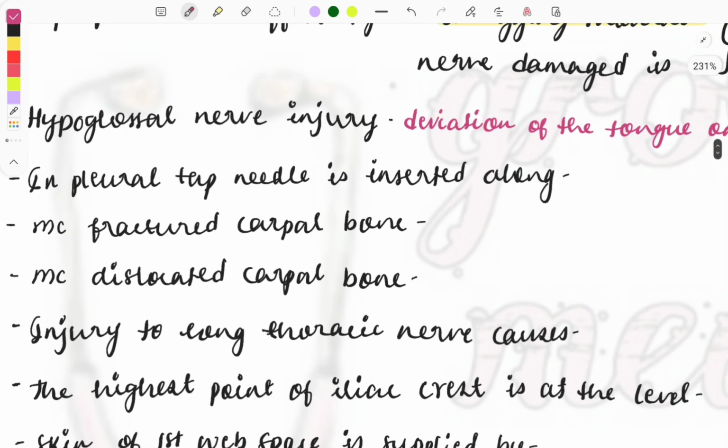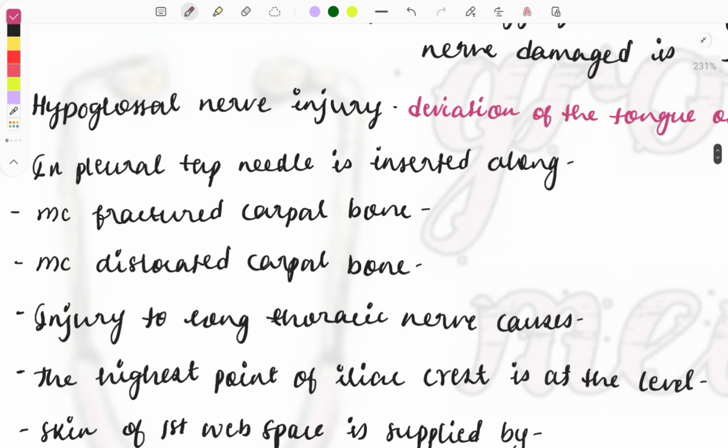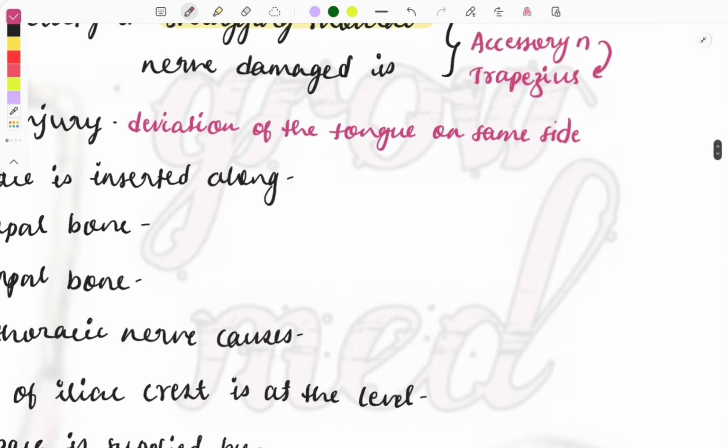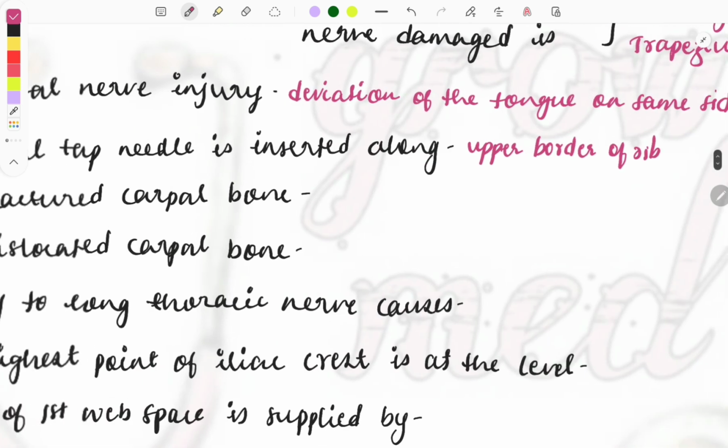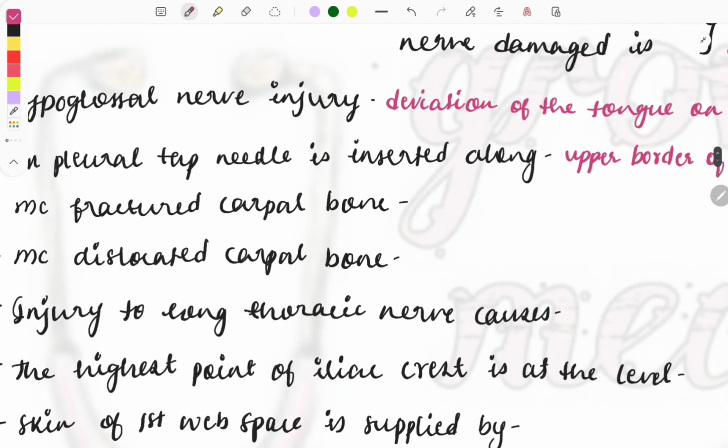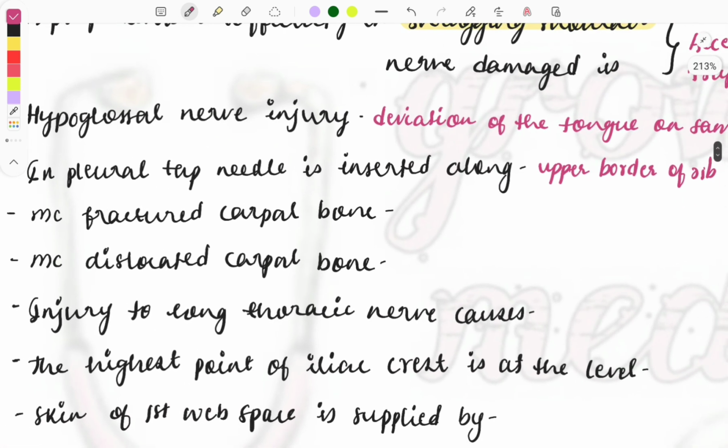Then the next question, in pleural tap, the needle is inserted along which border? So it is the upper border of the rib, because you know in the lower border there is presence of the neurovascular structures. So to avoid injury to those neurovascular structures present in the lower border, we will be inserting the needle along the upper border of the rib. So very important, and you need to keep this in mind during clinical practice also. That's why this is important, asked in NEET PG also.